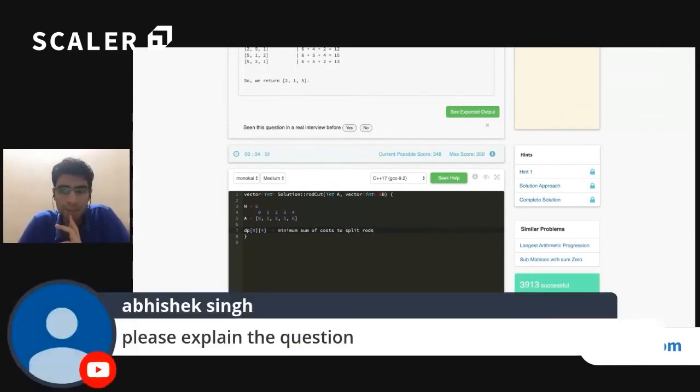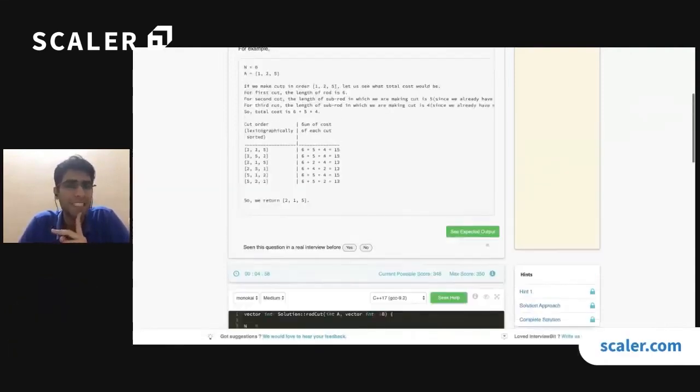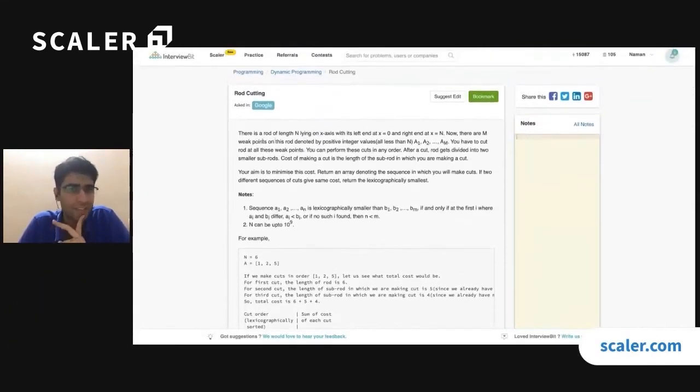So Abhishek has asked to please explain the question. Sure, Abhishek, let me explain the question again. So basically, we are given a road of length n. On this road, there are some points. There are m points like a1 to am, where we have to make cuts on the road. Okay, the cost for a cut is equal to the present length of that particular road.